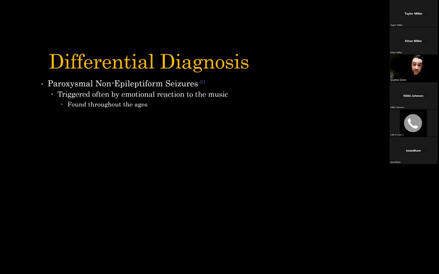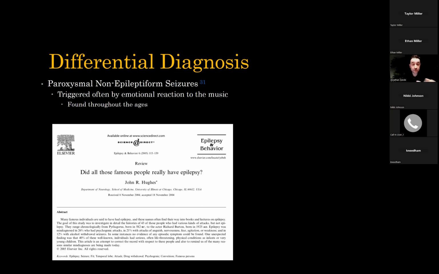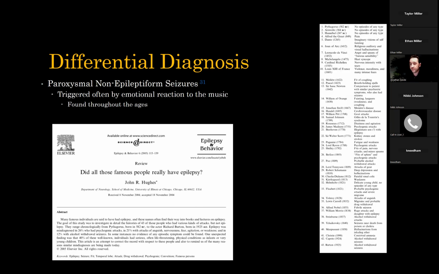So what's the differential diagnosis though? If people hear music and they have seizure-like episodes, are they always going to be epileptogenic or epileptic? Not always. Paroxysmal non-epileptic seizures or pseudo seizures are something to be considered. And even throughout the ages, some people who have been ascribed to have epilepsy probably didn't have epilepsy. They may have had other things.